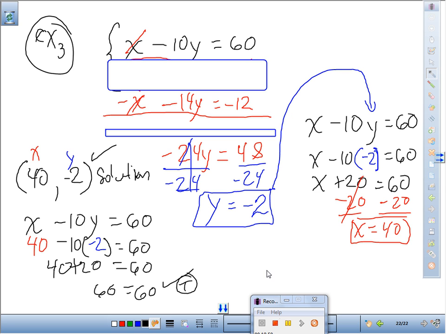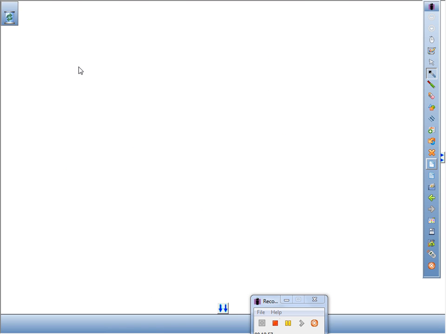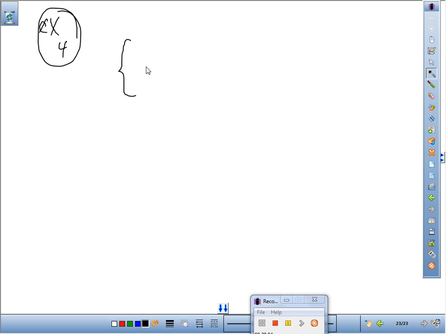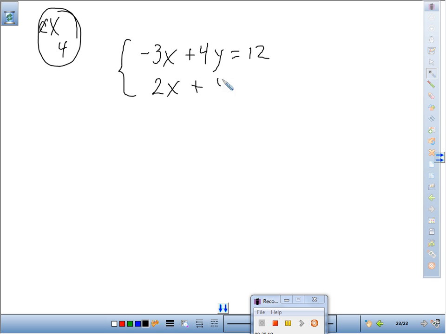All right, and one last one. Copy this next one down. Example number 4. Example 4. There you go. The system, negative 3x plus 4y equals 12. And the second one is 2x plus y equals negative 8.